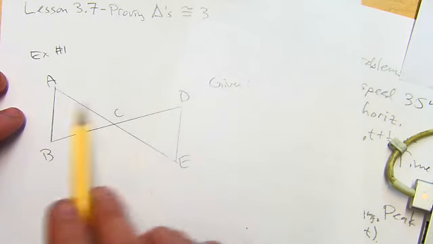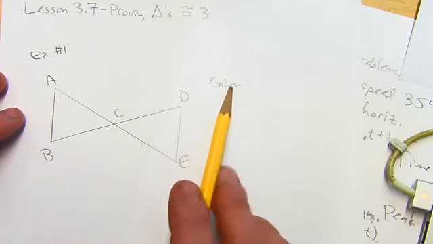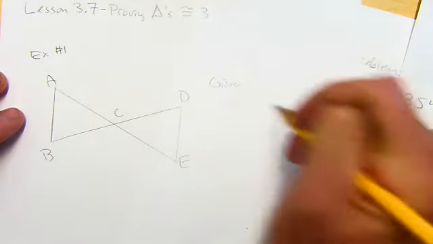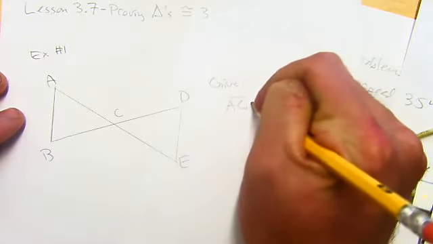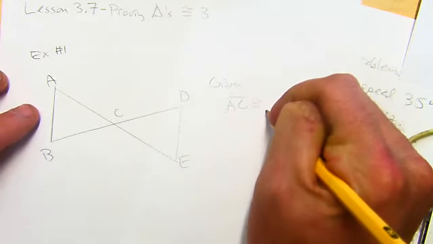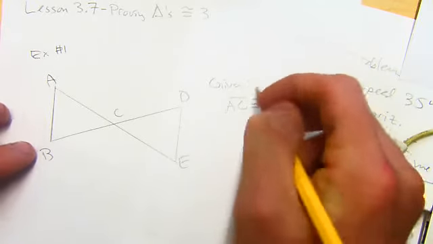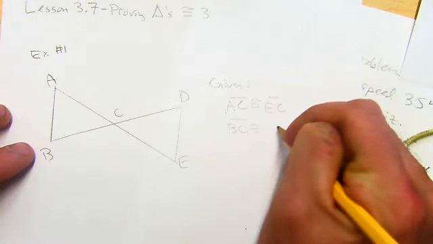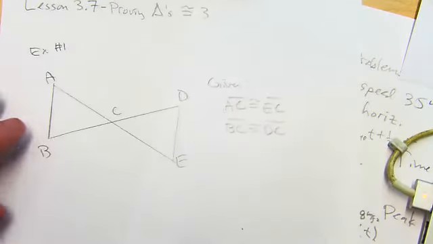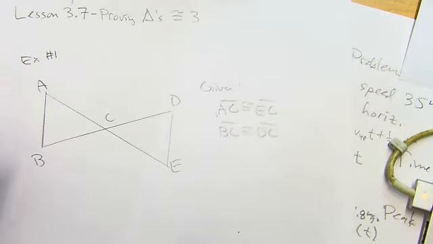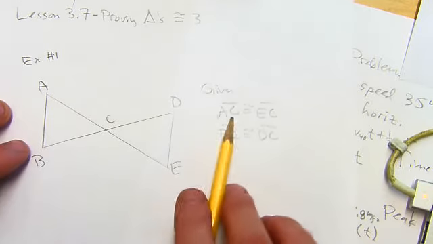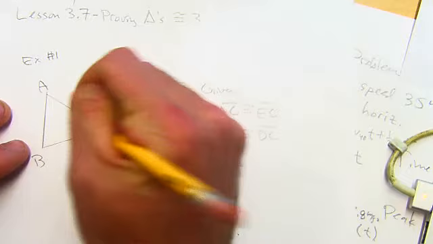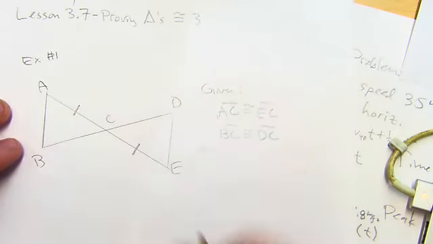So you'll be given a picture. You need to recopy it onto your piece of paper, and you'll be given some information about congruences. So on this one, the given would be AC is congruent to EC, and also we'll say BC is congruent to DC. Okay, given just means you can assume that that's true. What you want to do is mark these in your picture. You do need to show these marks to get credit because I want to see that you're understanding.